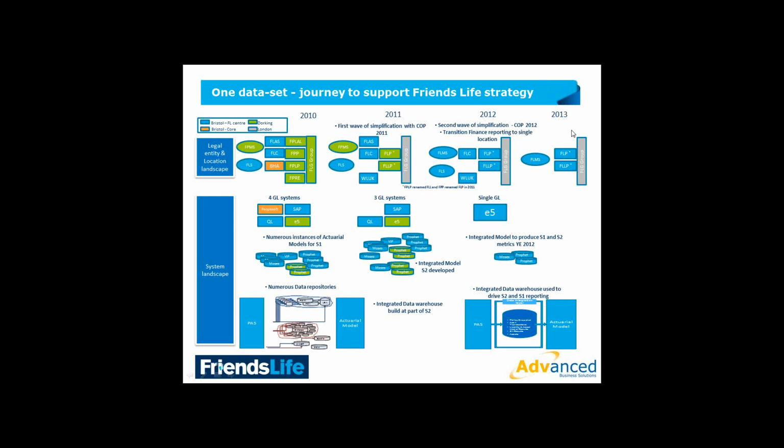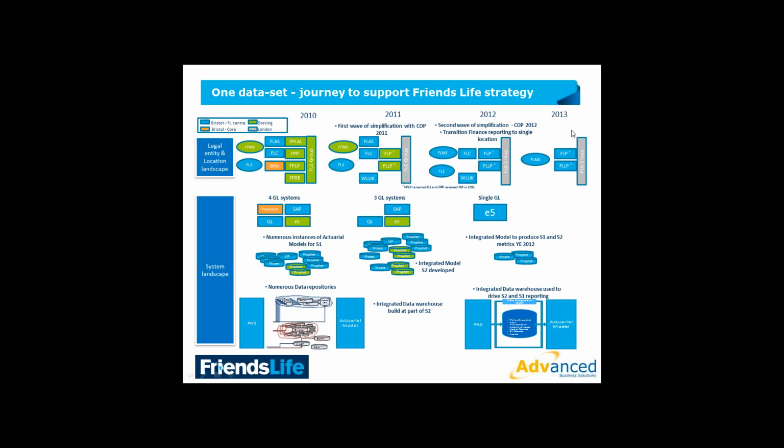In the middle there, we started off with 4 general ledgers, and summer of 2012 we got to a single general ledger by moving all the various businesses that we'd inherited off their old systems. So very proud of that. It was done at pace, on time, on budget, and that's supported by various other models.